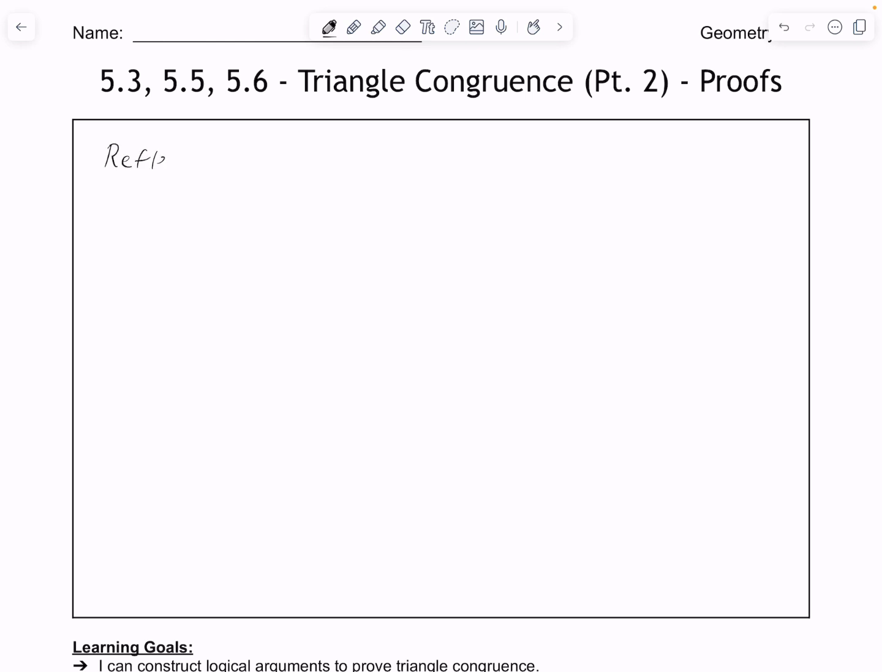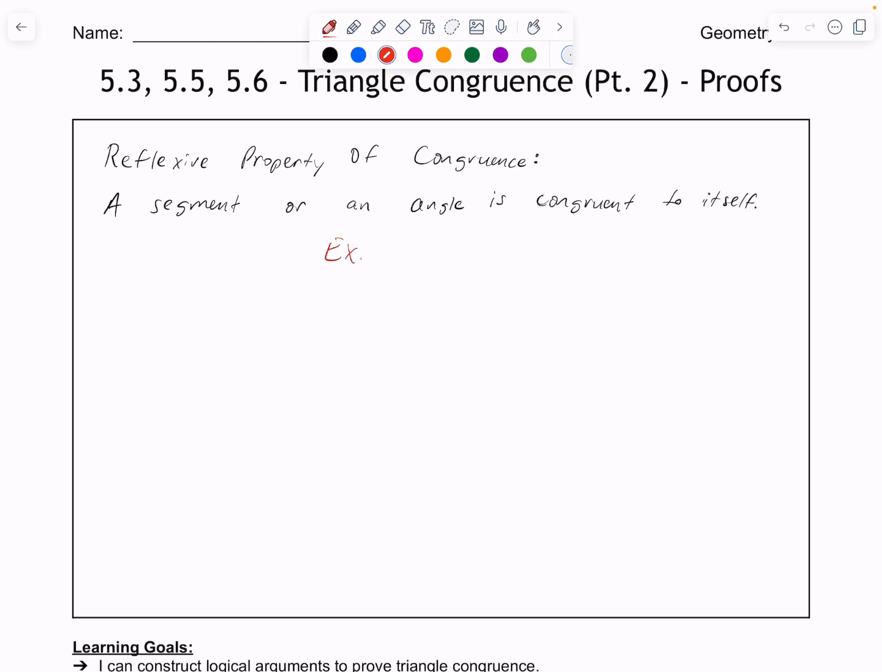Let's start with something called the reflexive property of congruence. And you'll see this happen a couple of times in the examples here. All right, so this could be a segment or an angle that is congruent to itself. Right now it may not make sense until we do it within a proof, but the example that I'm thinking of is you could say segment AB is congruent to segment AB.